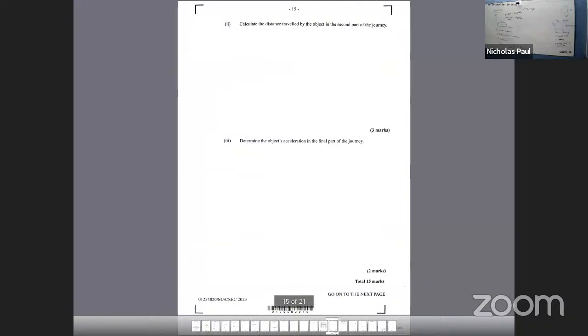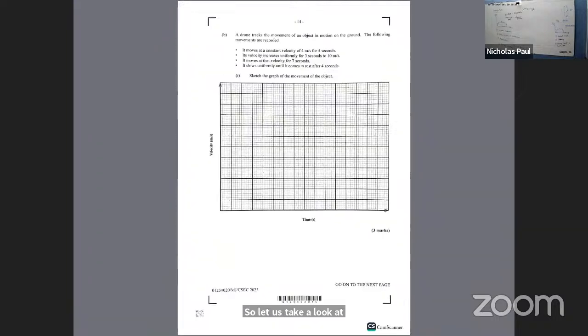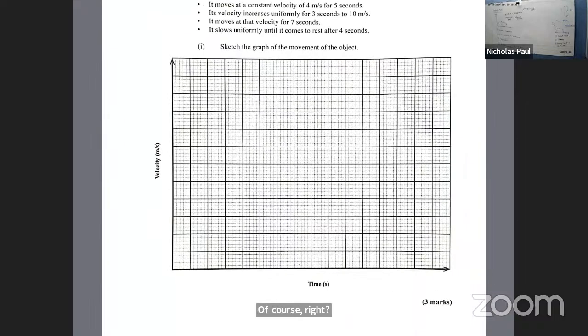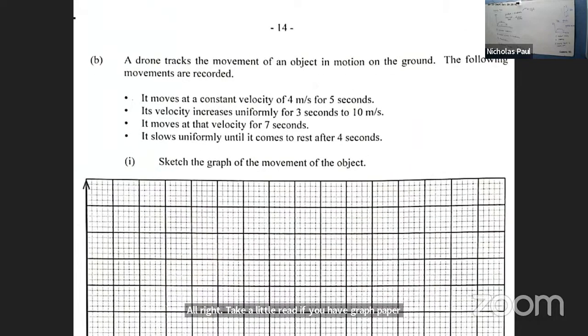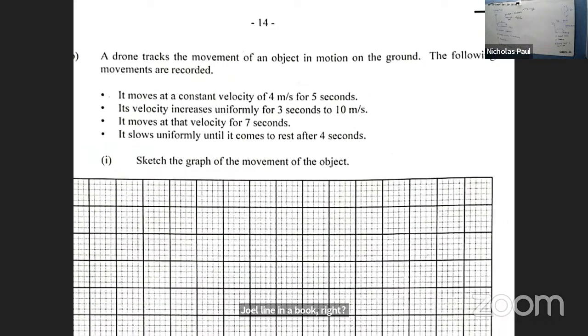All right. So let us take a look at this, right? This is 2023. I don't really like to do these years. Normally I say 23, 24, I pay by paper for crash course, right? Crash course next year, but I will still do it. All right. Take a little read. If you have graph paper, take some graph paper. Otherwise, draw the line in the book, right? Write those things down, and we're gonna put them on the graph.